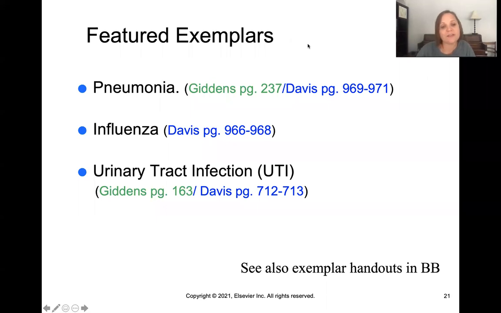And finally, here's our list of exemplars that's listed in your Giddens text. And specifically, we're going to be looking at these 3. Pneumonia, which is an infection of the lungs, influenza, which is a viral infection, and then a urinary tract infection, which we also call a UTI. So go ahead and specifically take a look at the pages in your text listed here, as well as the exemplar handouts that we've linked up for you on Blackboard.